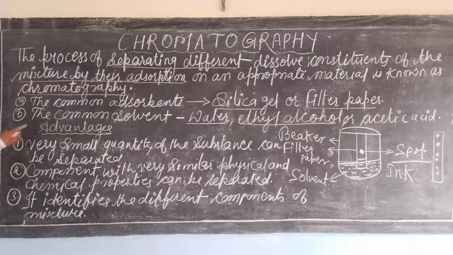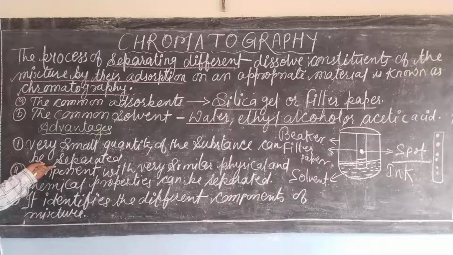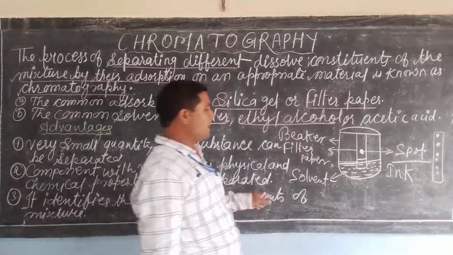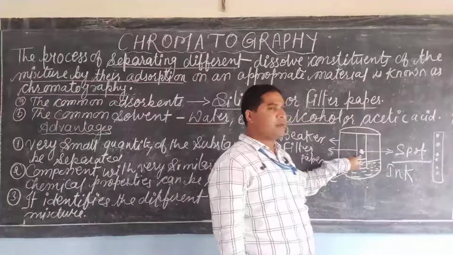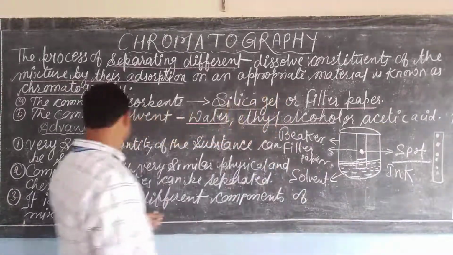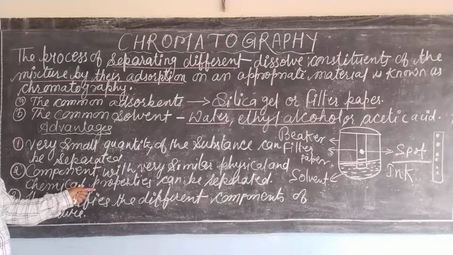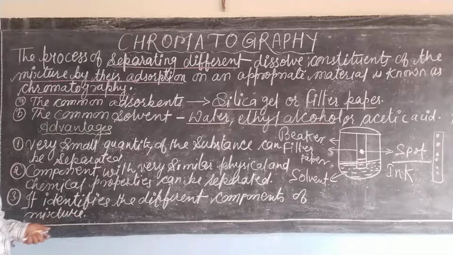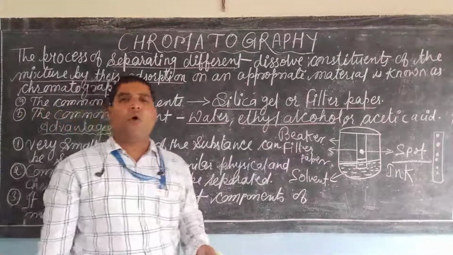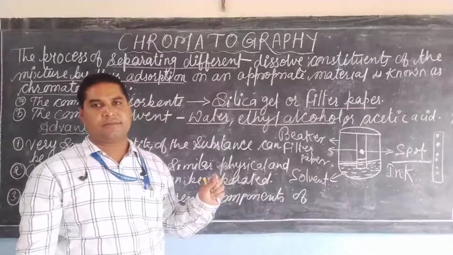These are the three basic advantages of chromatography. First, a very small quantity of the substance can be separated, as I showed you here with the help of the diagram. The different pigments present in the ink can all be separated. Components with very similar physical and chemical properties also can be separated. And third, it identifies all the components of the mixture.